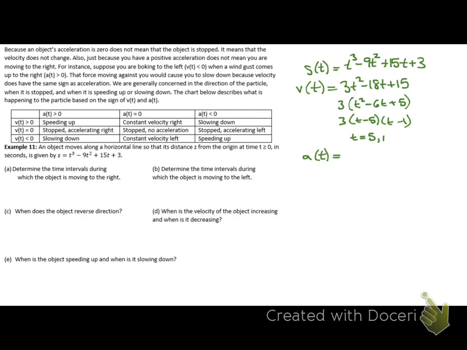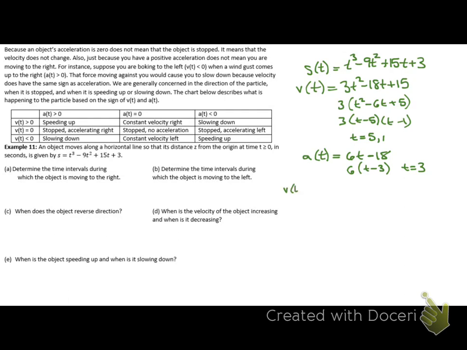Okay, so I take the derivative of that to get acceleration. And so I get 6t minus 18. If I take out 6, we get t minus 3. So t equals 3 is that critical value. Now I'm going to make my sign charts.